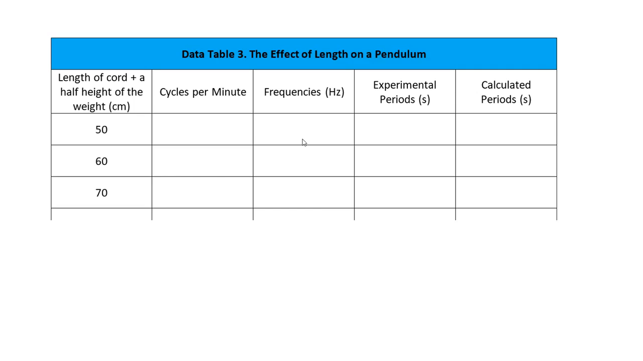You have to see the data table. Use lengths of 50, 60, 70. Now I have to change the length of the pendulum. This is exactly the same as before. The mass of the bob is the same. We can use 0.4 kilogram, maybe either way. Then we have to use a different length: 50, 60, 70.